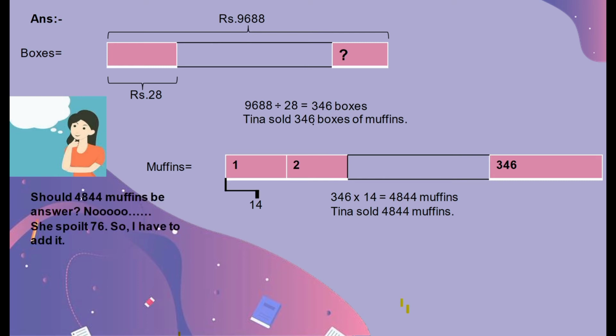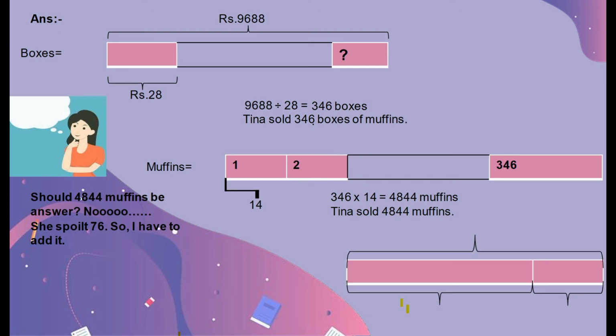So should 4,844 muffins be the answer? No. Because you can see in the question that 76 were spoiled. So what do you have to do? So this also you need to add.